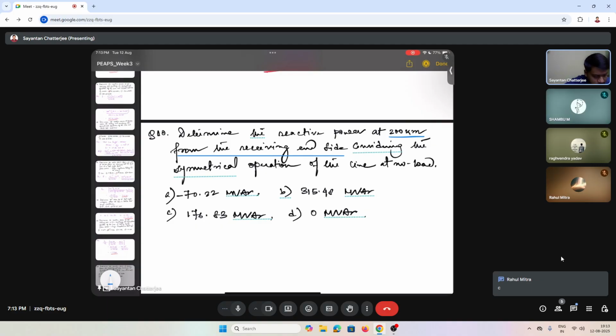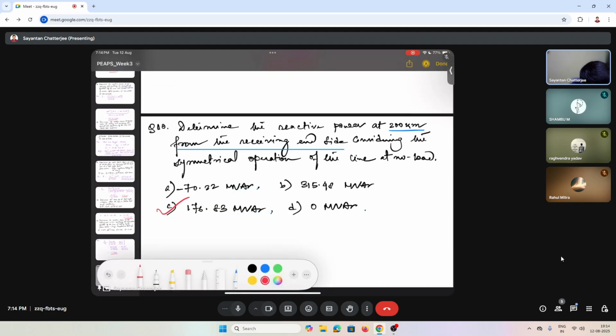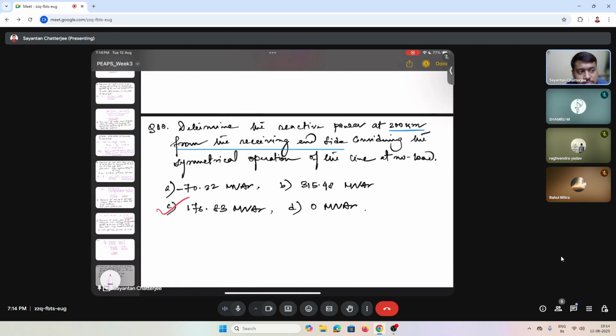Option C is correct. Okay, then since one already solved, we won't wait much and we'll start solving it.